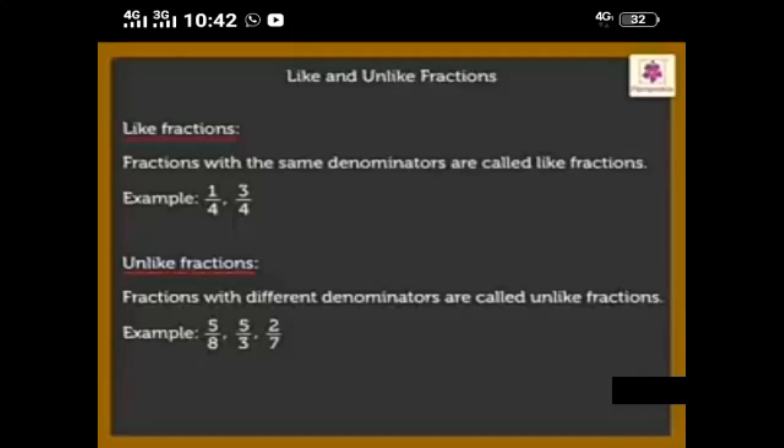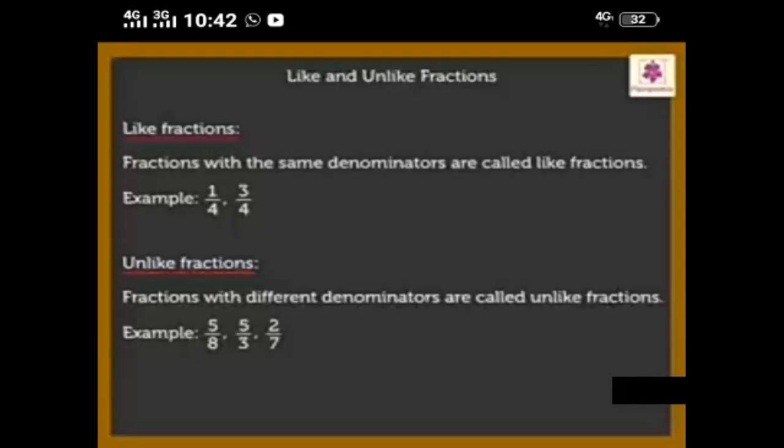In the case of like fractions and unlike fractions, when you get a group of fractions, you find out the difference between the denominators. If all denominators are the same, which type of fraction? Like fraction. If denominators are different, which type of fraction? Unlike fraction.